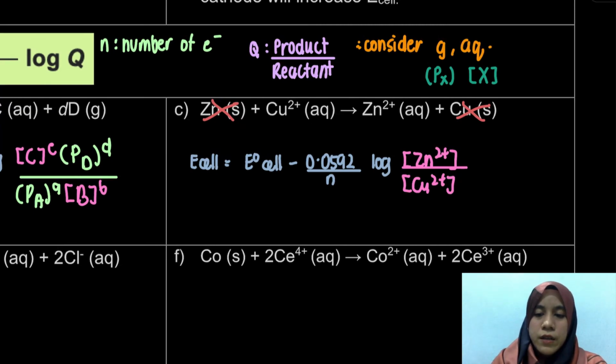Again, consider gas and aqueous only. So if we have solid or liquid, we ignore that. We don't have to include it in Q.